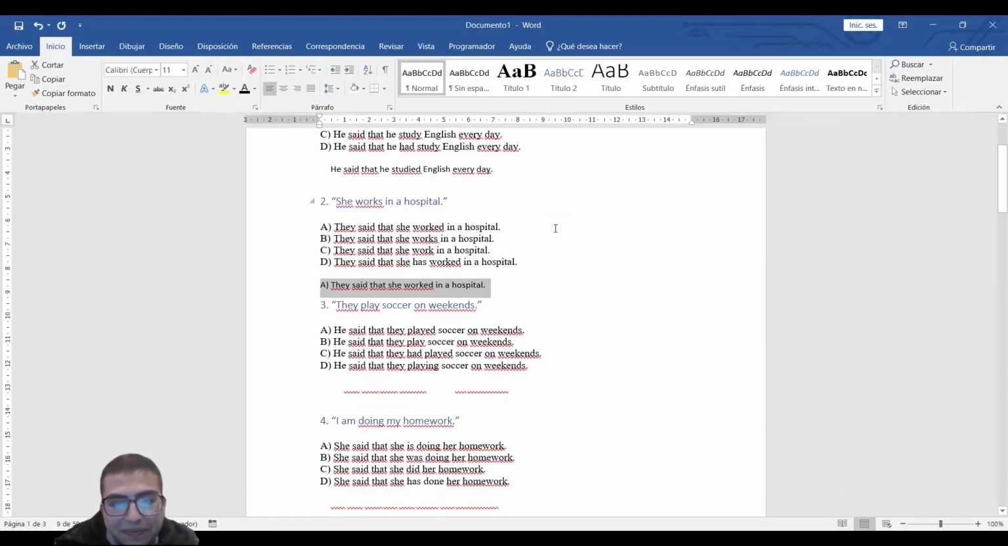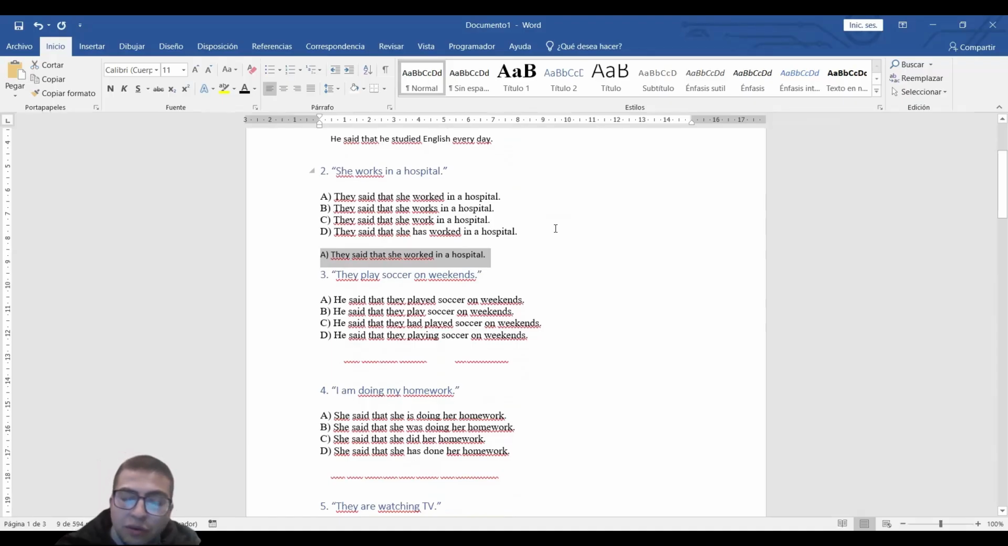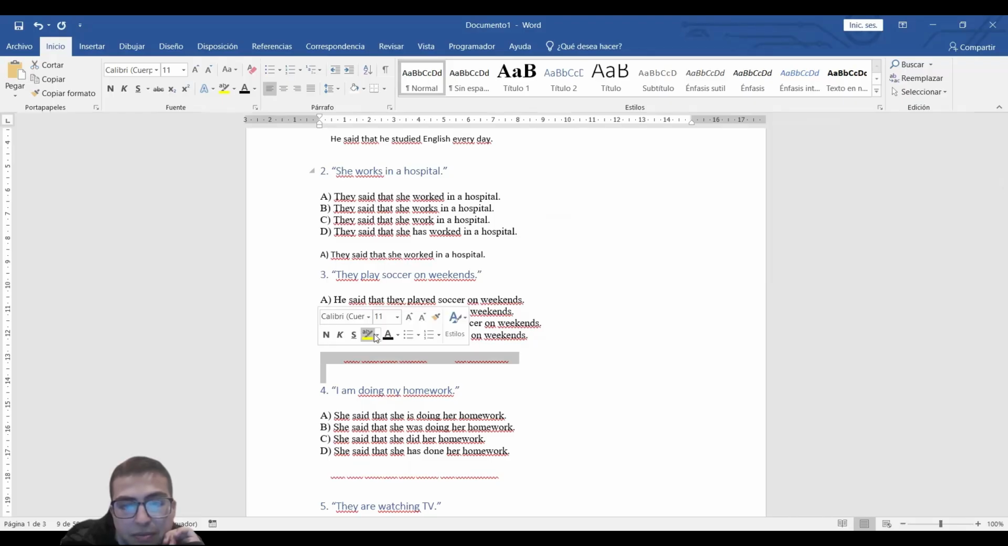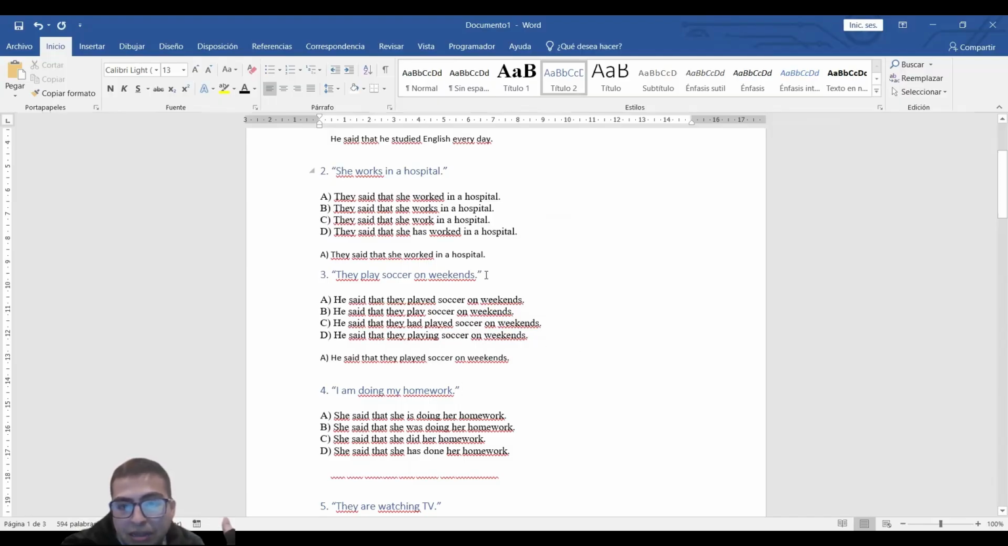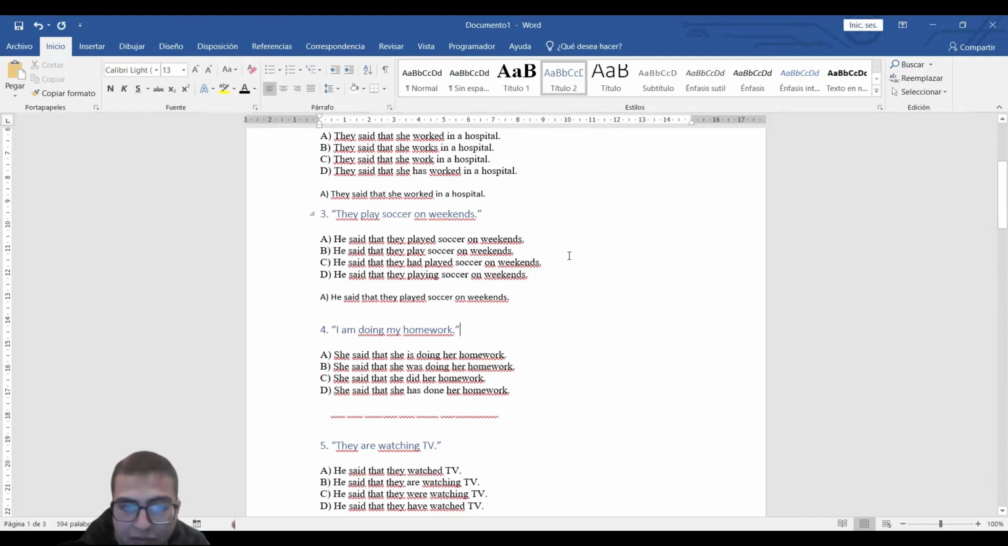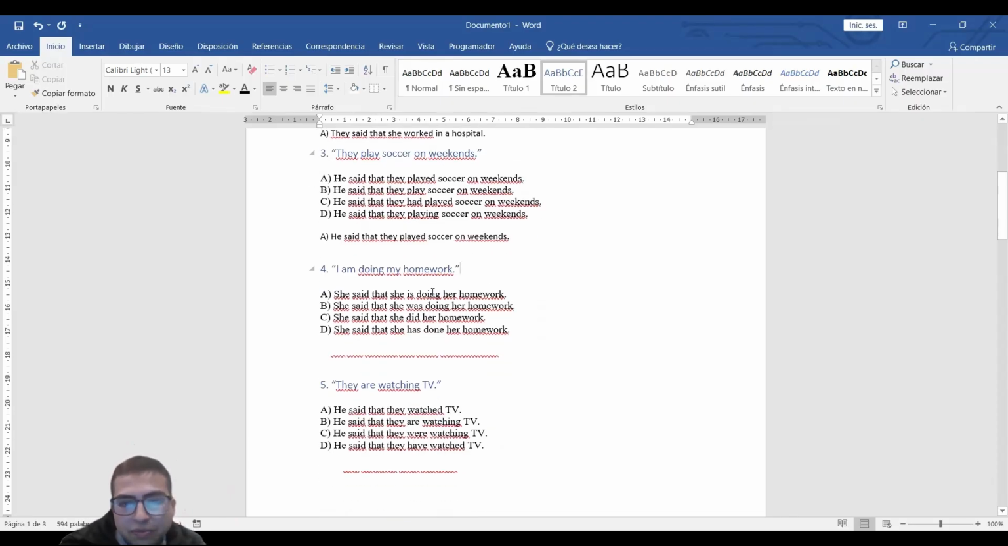Okay. Ricardo, could you help me with the third sentence? They play soccer on weekends. I think it's letter A. Correct, letter A. He said that they play soccer on weekends. The sentence is in simple present, and this changes to simple past or past simple.